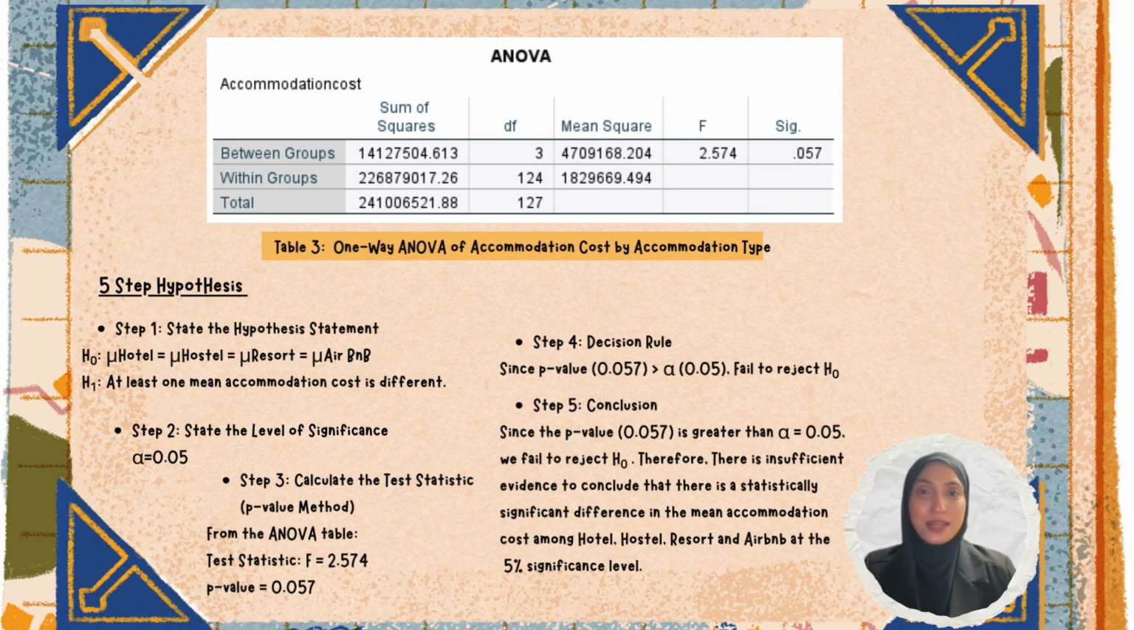This means that based on our sample data that we collected, the average accommodation costs across these 4 accommodation types are not statistically different.